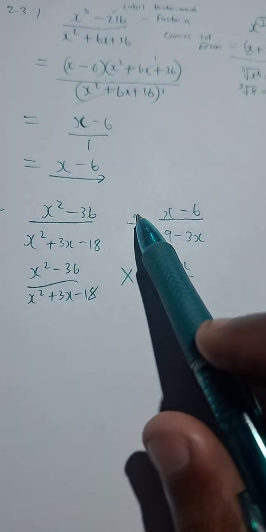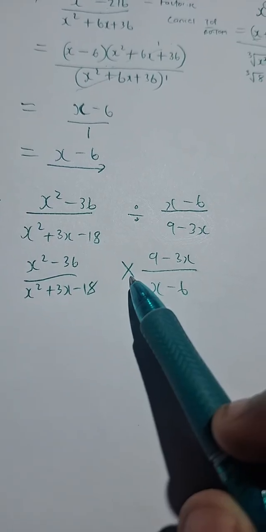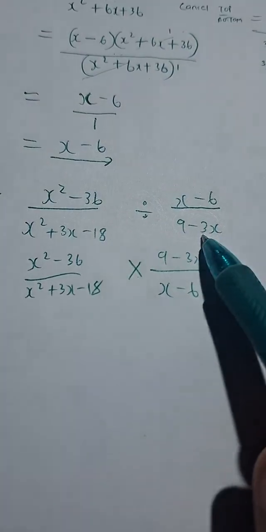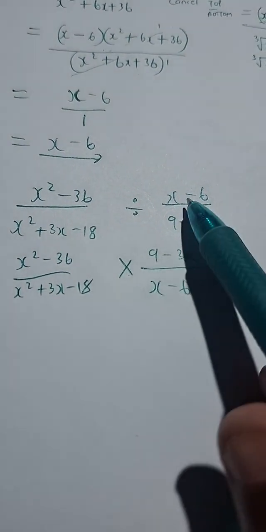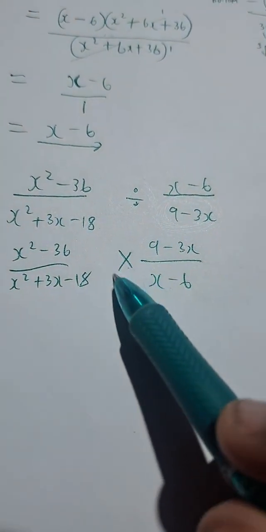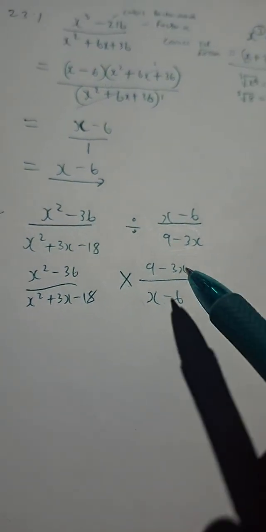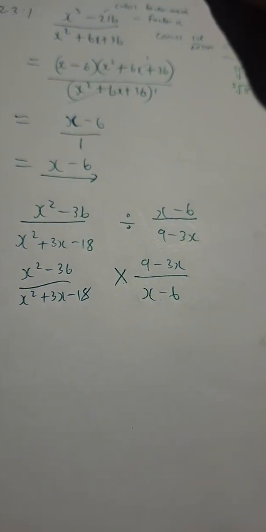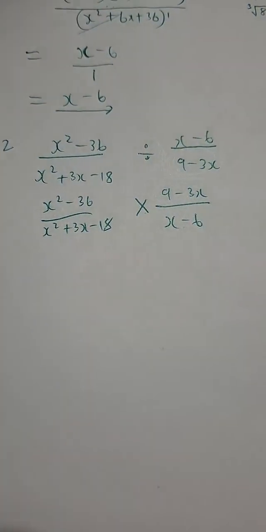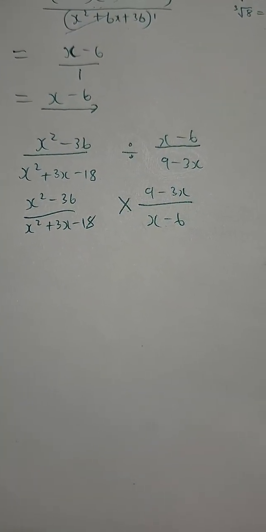Yes, we change the division sign to multiply, we flip the fraction. 9 minus 3x is in the numerator, x minus 6 is in the denominator. That's what happens when divide changes to multiply. That's the first mark you would possibly get for this question: being able to acknowledge that when there's a division sign, we change it to multiply, and then our fraction flips, the inverse of the fraction.